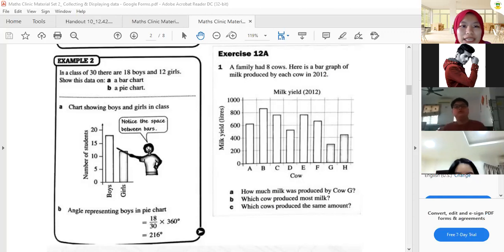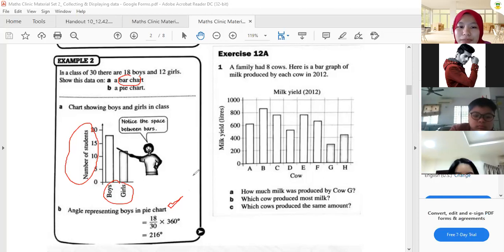In a class of 30, there are 18 boys and 12 girls. Show this on a bar chart. So what you need to do, the frequency, remember, frequency is always on the y-axis. We have practiced this in class, but if you're having doubt, there should be no problem, nothing's wrong to ask.